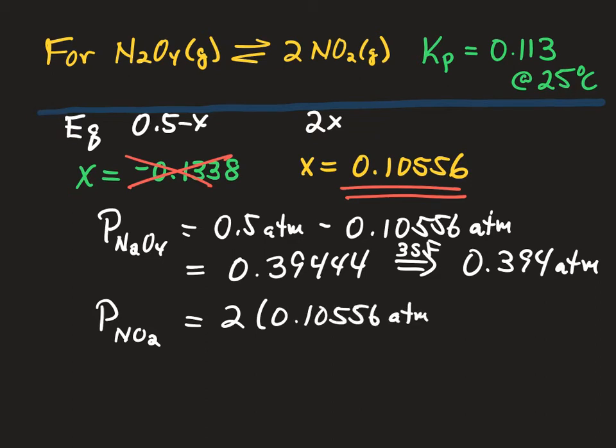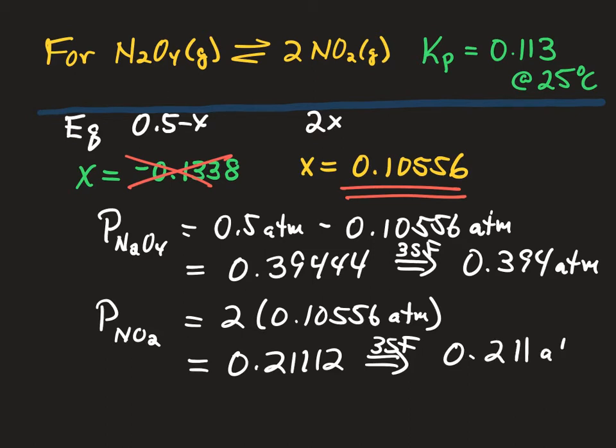Our pressure of nitrogen dioxide was 2 times x, which is 0.10556 atmospheres. And so that ends up being 0.21112, which again, to 3 significant figures, rounding because of our multiplication rule, not because of our adding and subtracting rule this time, would be 0.211 atmospheres. And if we check by putting it back into the equilibrium constant expression, we get our 0.113. So that makes sense. And so those are reasonable answers that we can feel some confidence in.